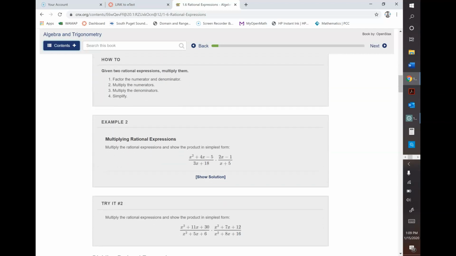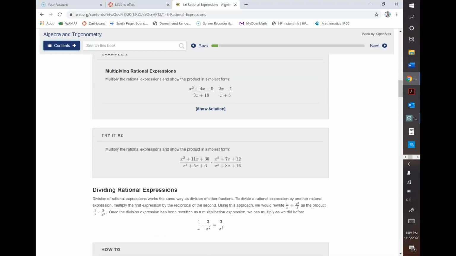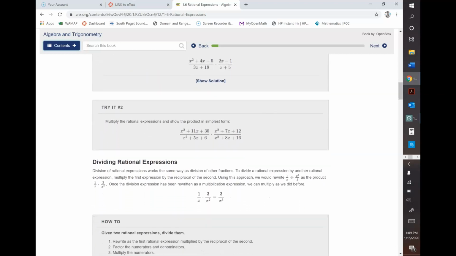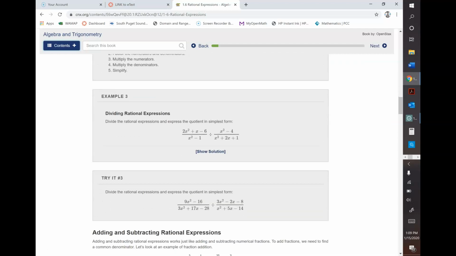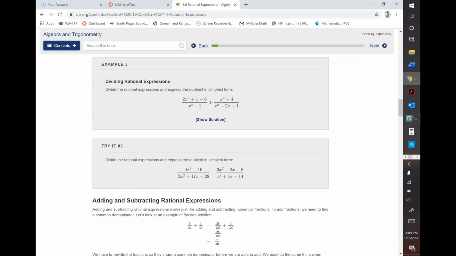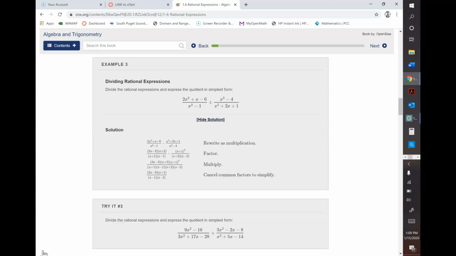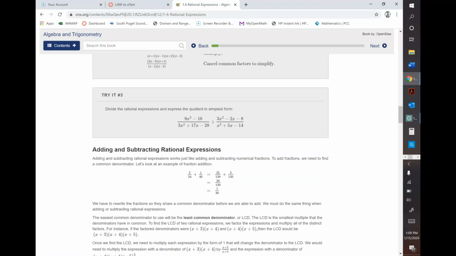Some of these are just exactly the same as what I do in videos, very similar, but take a look at them and read some of the steps, and that may help you. You can see the solution. So for example, 3, dividing rational expressions, and you can click show the solution, get all the steps. And then below there's a try it problem. And the answers to that I post in the assignment.